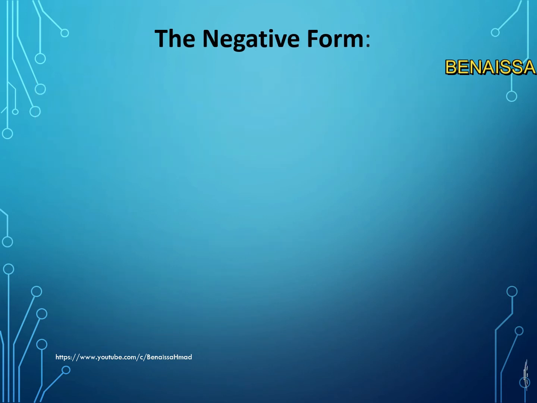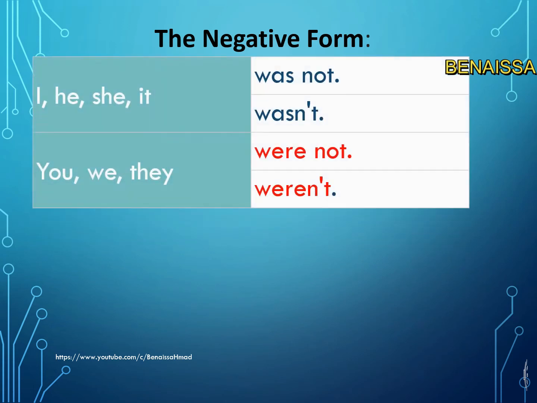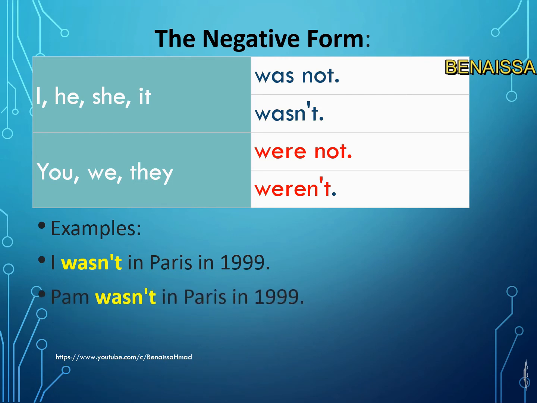Now, let's move to the negative form. For example, I wasn't there. She wasn't, you were not or you weren't. There is the short form and the full form. Let's see some examples. For example, I wasn't in Paris. Pam wasn't. We weren't.